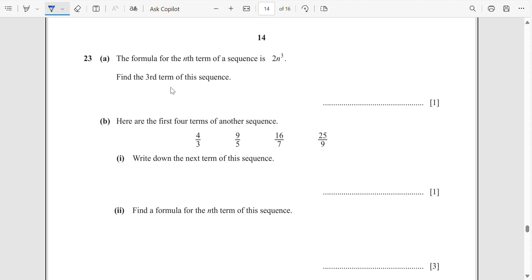Okay, the formula for the nth term of a sequence is 2n cubed. Find the third term of the sequence. So this n is the number of terms. So all you need to do is put 3 here. So 3 to the power 3 is 27, and then you're going to get 54.